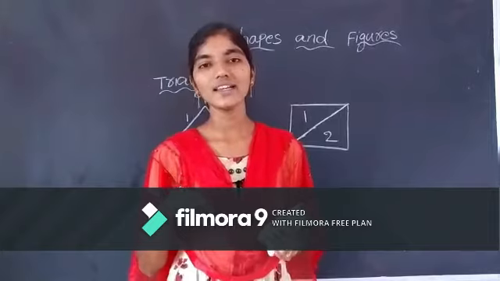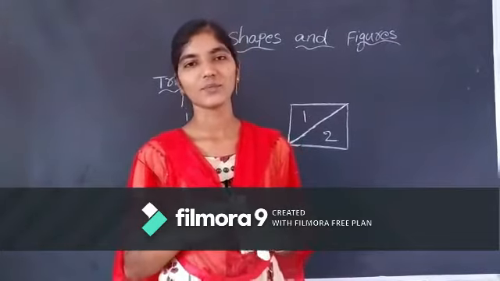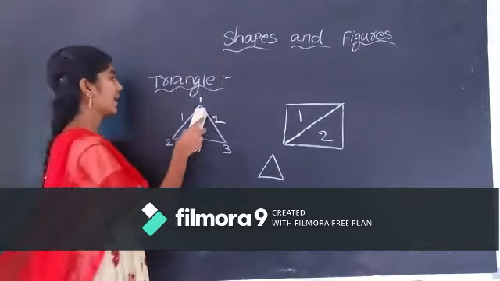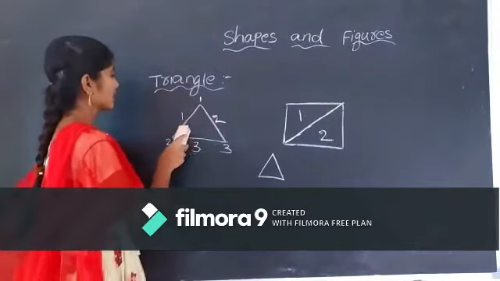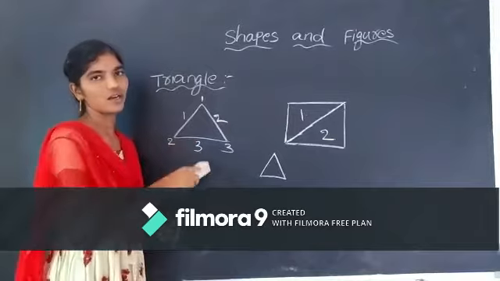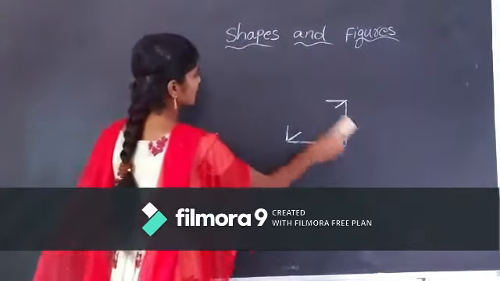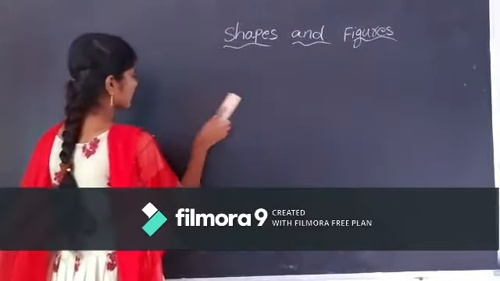That is also in the shape of a triangle. Okay, these are the properties of triangle. Triangle has 3 sides and 3 corners. Okay students, our next shape is circle.